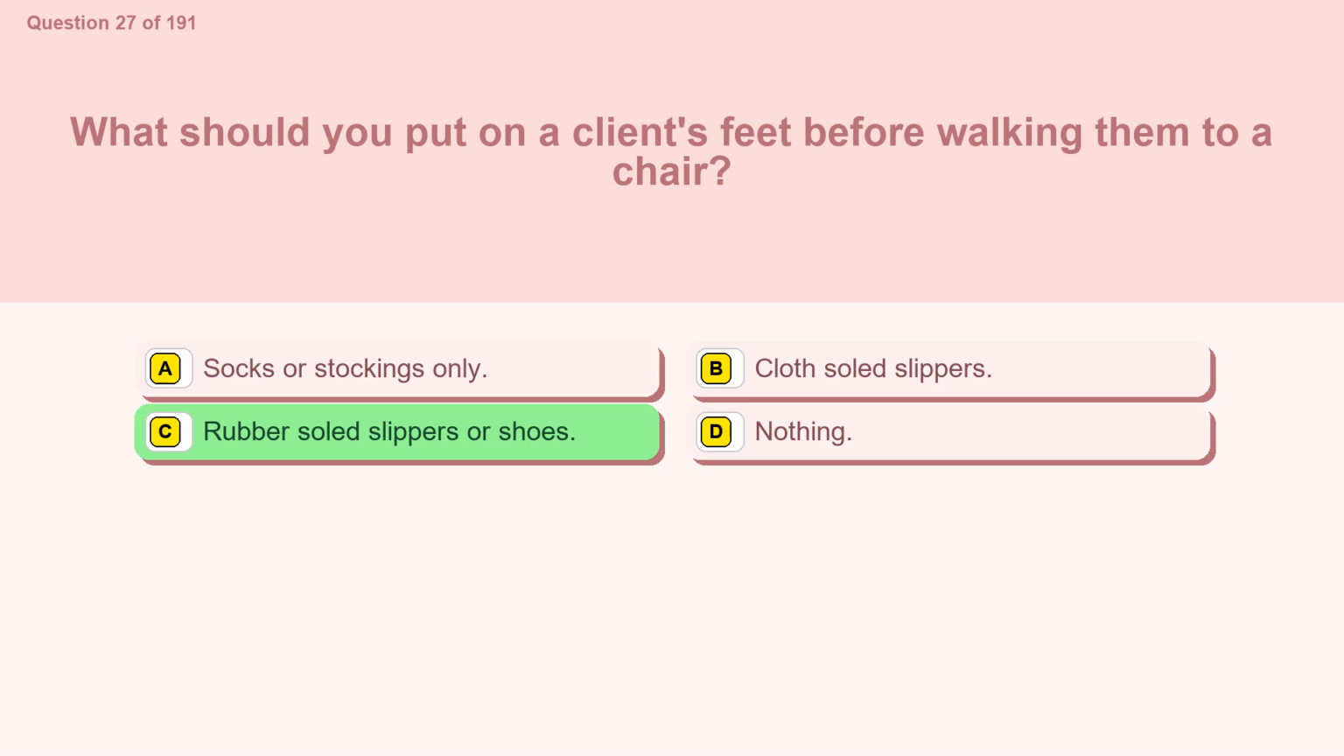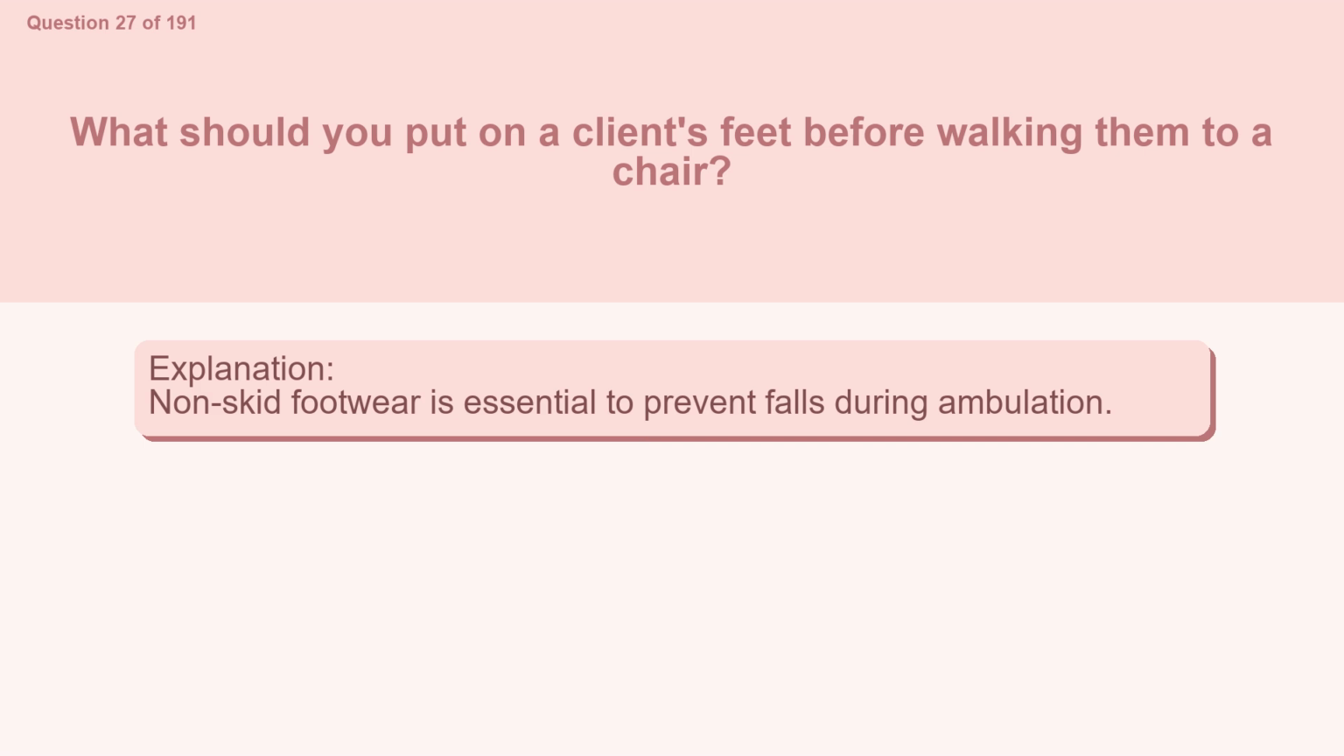The correct answer is option C. Rubber-soled slippers or shoes. Non-skid footwear is essential to prevent falls during ambulation.